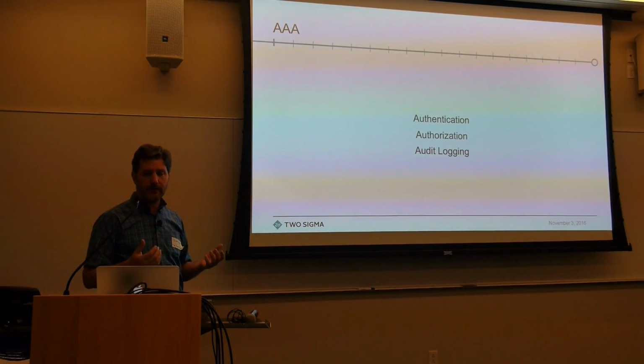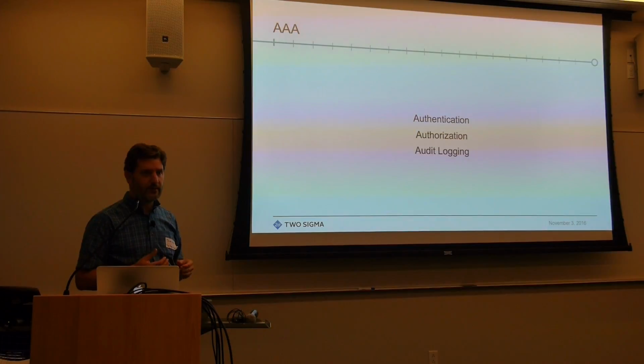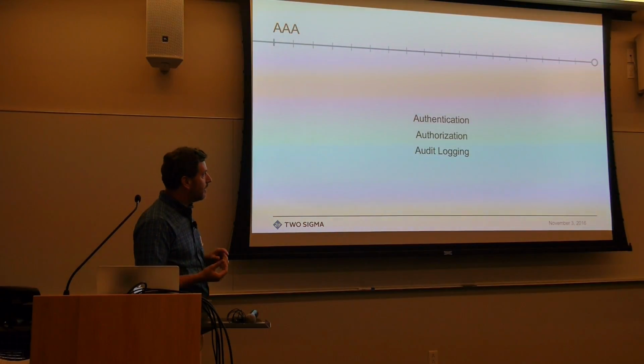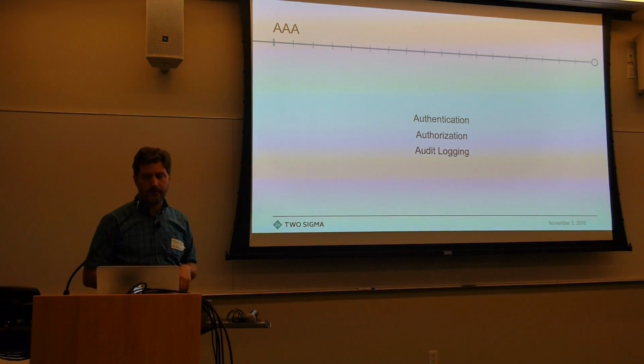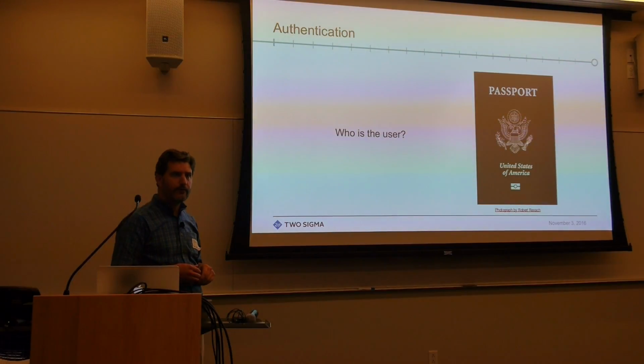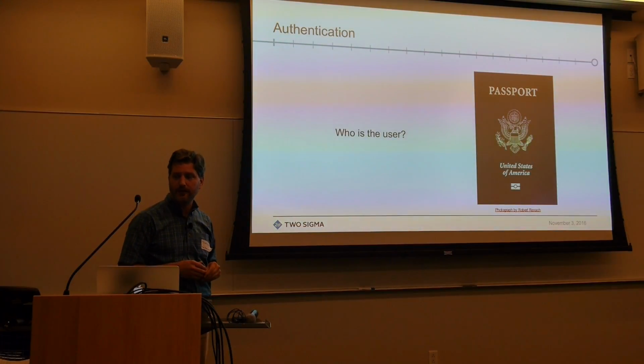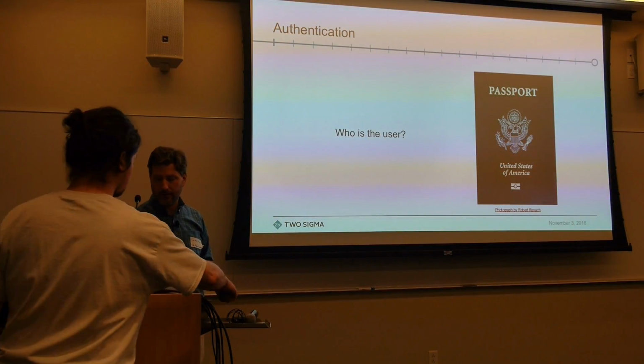So what do I mean generally by security with an image registry? Three things: authentication, authorization, and audit logging. The first one of those is authentication, and this is answering who is the user. So when someone comes to talk to your image registry, who are they?